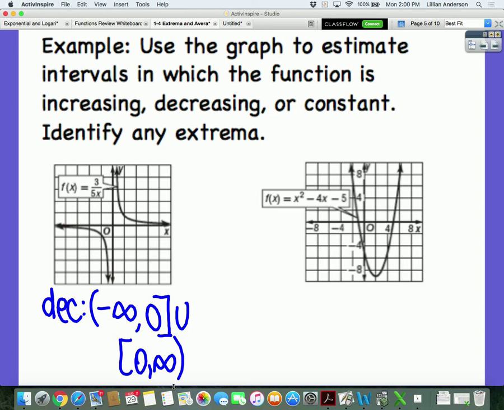So think about it. As you read from left to right, what's the graph doing? If you're tracing along, what is your hand doing? What's your pencil doing? If your pencil and hand are going down, decreasing. It's going up, increasing. It's just kind of staying flat. It's constant.